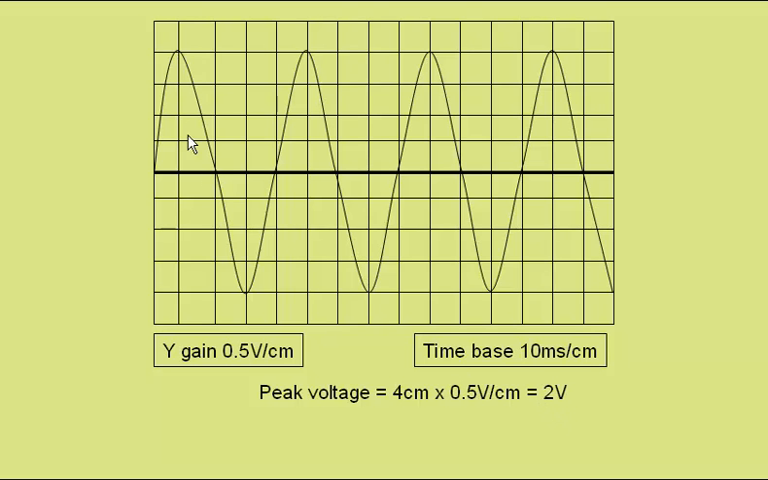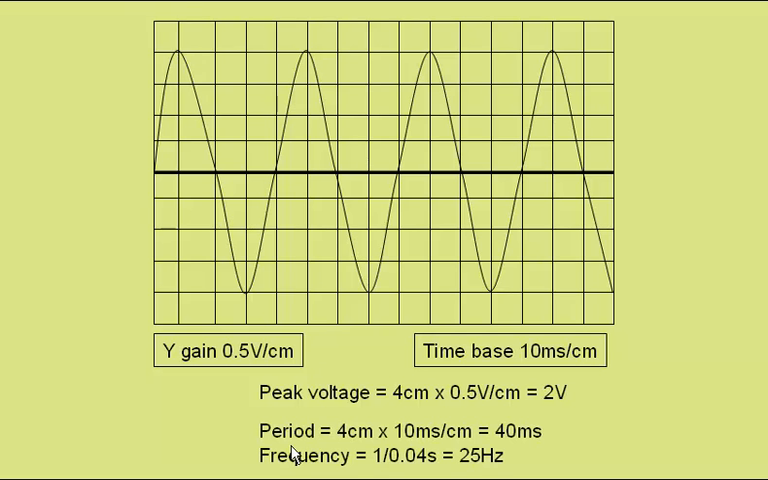The time period, well, going from this peak, we have to go 1, 2, 3, 4 centimeters to this peak. So the period is 4 centimeters at 10 milliseconds per centimeter, or 40 milliseconds. Frequency is 1 over time period, which is 1 over 0.04 seconds, or 25 Hertz. When you have smaller waves like this, it can be helpful to measure the time period across several.